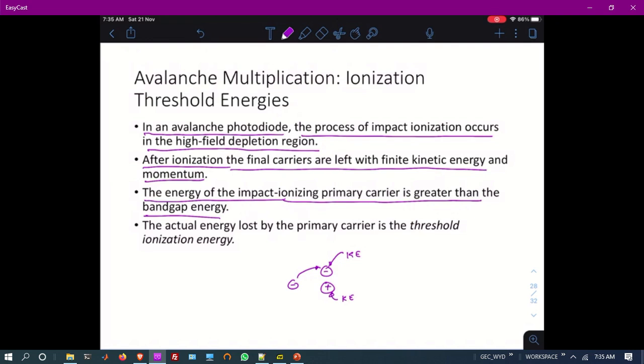Usually when you incident a photon creating an electron, the electron absorbs the energy of the photon. The electron will get an energy higher than the band gap, and this higher energy is transferred to the secondary carriers. The actual energy lost by the primary carrier is the threshold ionization energy. So once you transfer this kinetic energy, some amount of energy is lost from the primary carrier, and this is called the threshold ionization energy.